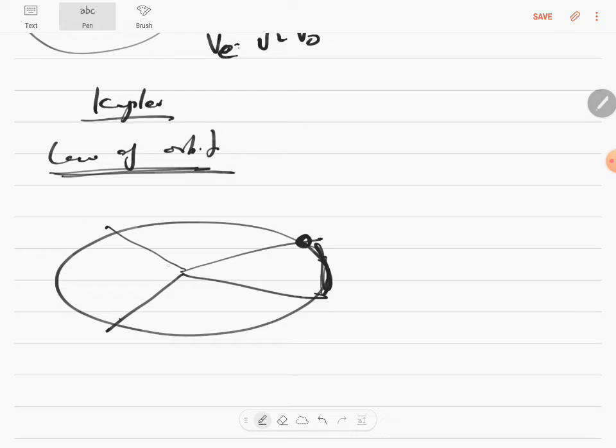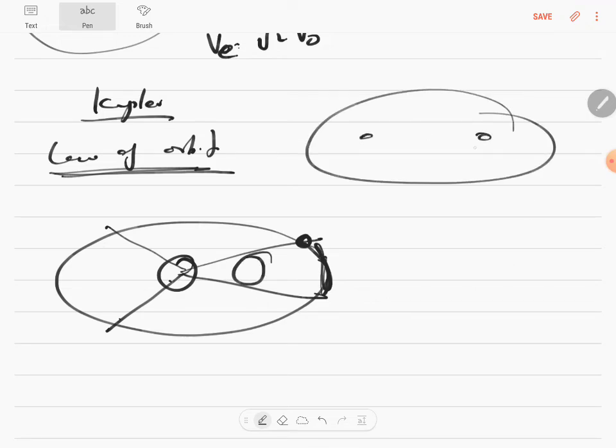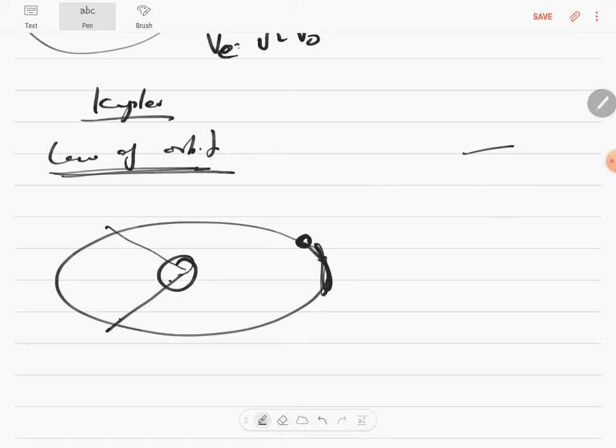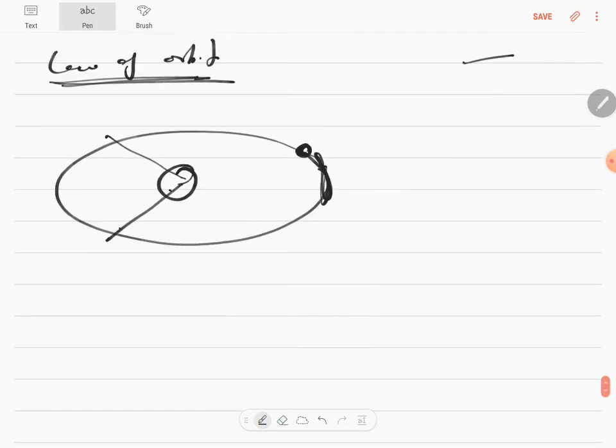According to it, the planet revolves around the sun at one of its foci. There will be 2 foci, one here, another here. An ellipse will have 2 foci, right? This is one focus and this is the other. So the planet always revolves around the sun with the sun at one of its foci. This is the first law.